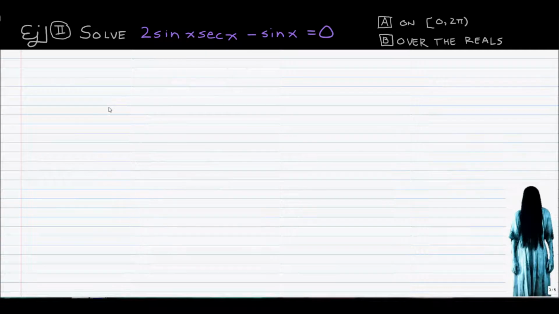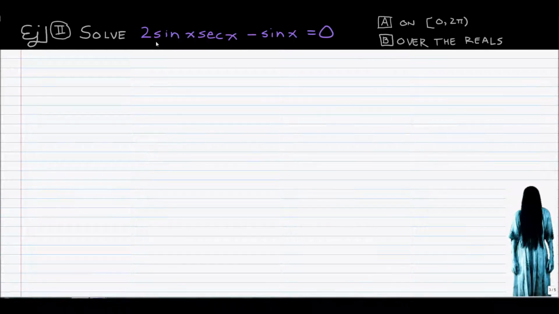Okay, we've now got one problem out of the way. We've seen some trig solving in action. We've used ASTC and special right triangles, lots of cool stuff, and we were able to solve a trig equation, a fairly complicated one that was in kind of polynomial form, over 0 to 2 pi and over the reals. So we've done some good stuff.